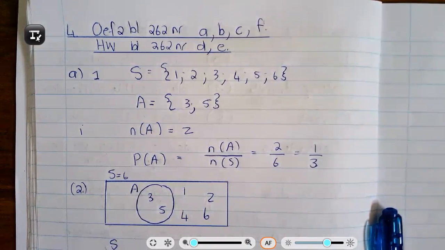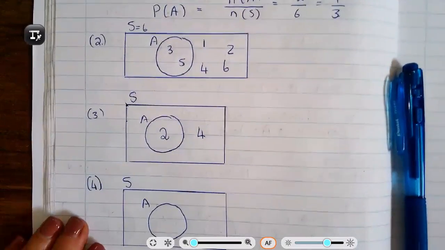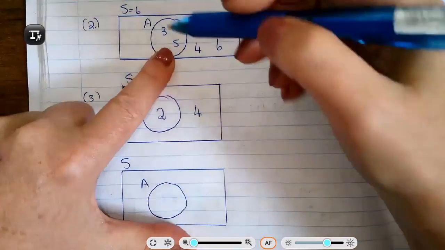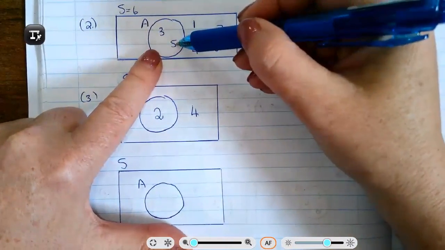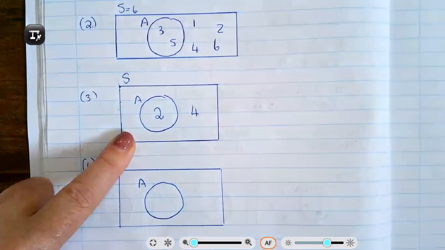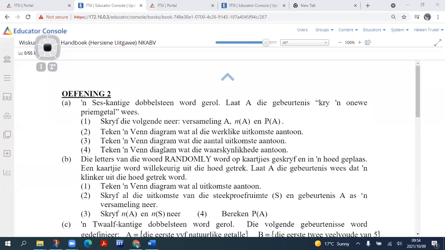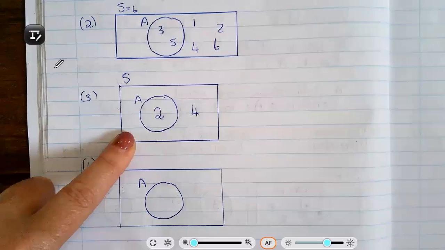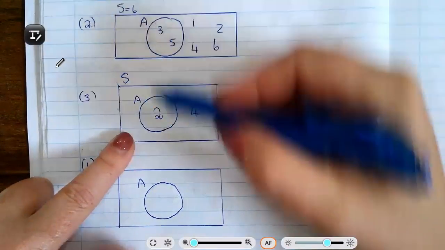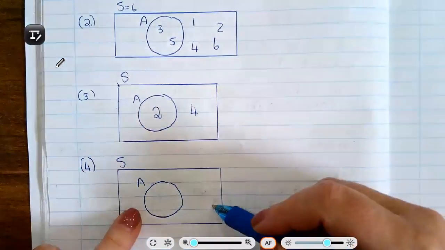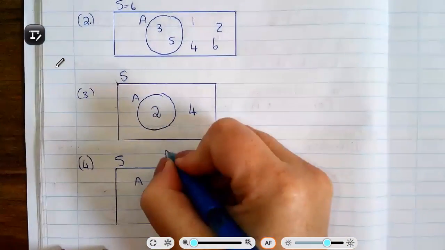Then they ask you to draw 3 different Venn diagrams. The first one is showing the actual outcomes, the actual elemente. So in die subset A was 3 en 5 die elemente, en buite dit 1, 2, 4 en 6. Die tweede een het gevra, draw a Venn diagram with die aantal uitkomste. The number of outcomes. So hoeveel elemente was in A? 2. Hoeveel elemente was buite A? 4. And then the third one asks the probabilities.